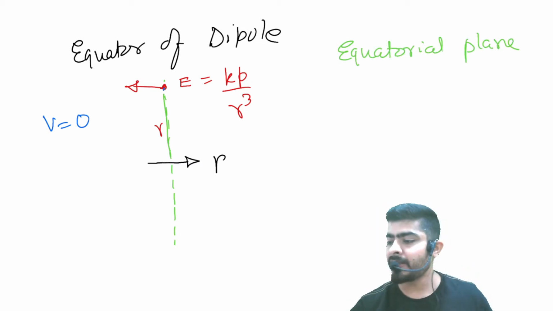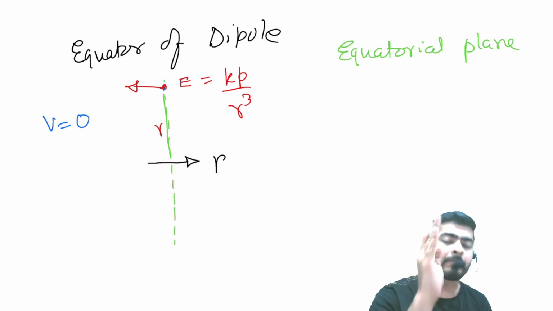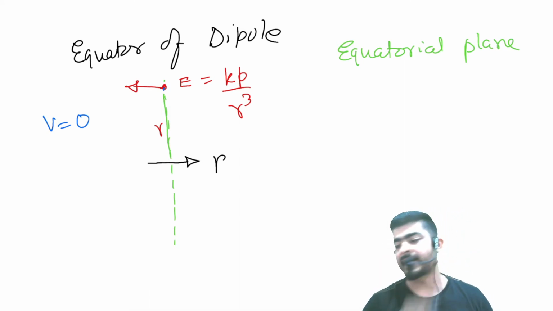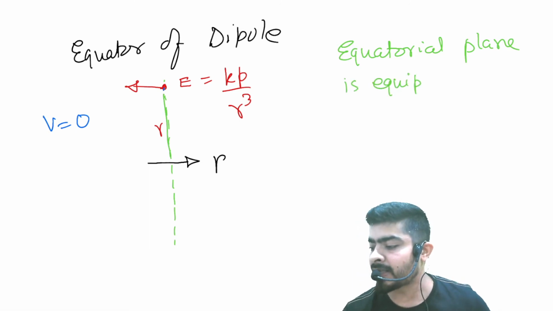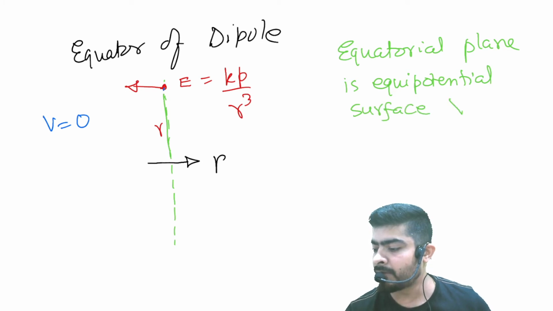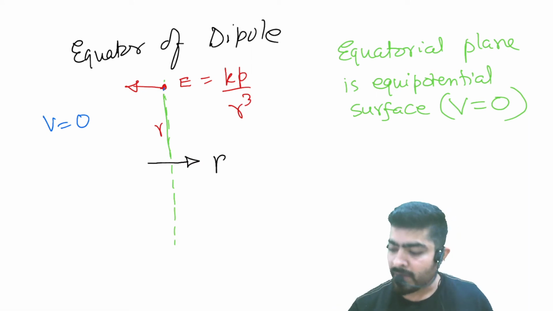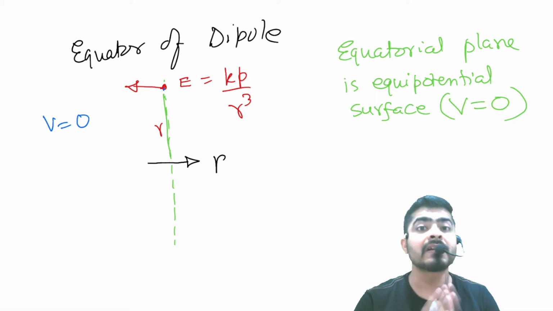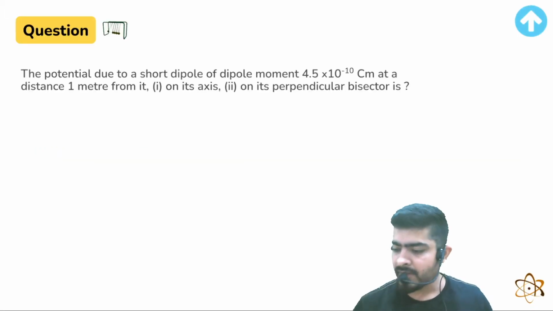What do you mean by plane? About this line, take a sheet, take a paper perpendicular to the screen. That is the equatorial plane. So this equatorial plane is an equipotential surface with potential 0. Starting from this point and all the way up to infinity, the potential remains 0. Is that clear? Good. Now solve this question.